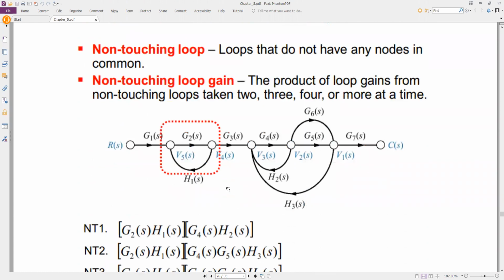And non-touching loops are loops that do not have any nodes in common. So the loops that do not have any nodes in common are called non-touching loops. And what is the non-touching loop gain? The product of loop gains from non-touching loops taken 2, 3, 4 or more at a time is known as the non-touching loop gain.